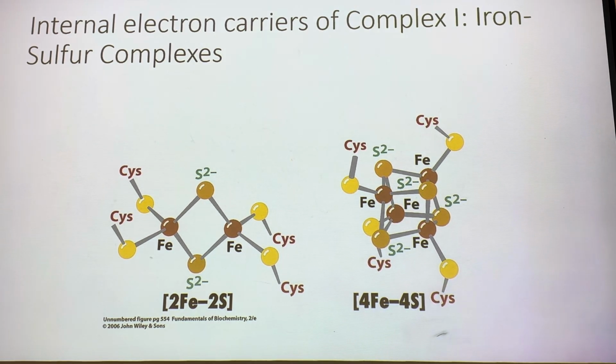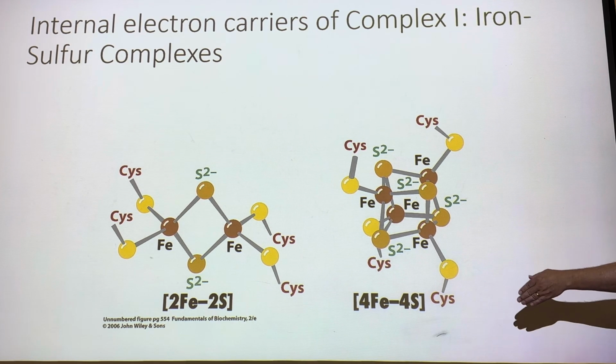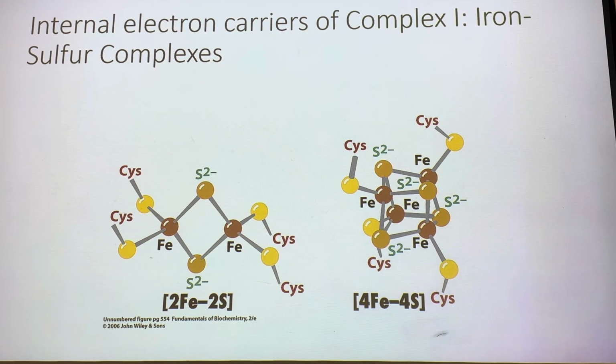And again, these variations in structure give them different redox potentials, so they're able to basically transfer those electrons in the appropriate order down this redox chain through that arm that sticks down into the mitochondrial matrix.